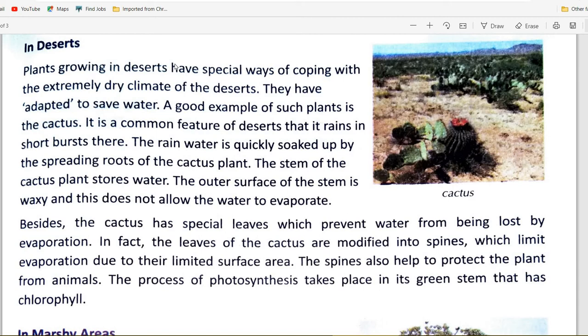And in these type of plants, means in desert plants, the roots are found so deep inside the soil, and they suck the water, and the water collects in the stem, and the preparation of food is also going on in the stem in cactus tree, because they are not having leaves, and they are having spines instead of leaves. And this is the quality of a desert plant, we can say, because they are not having flat leaf.